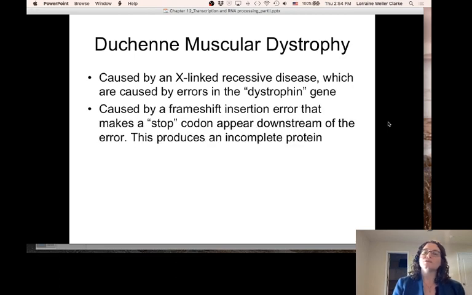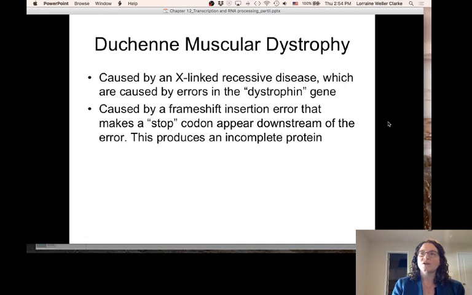It's caused by this frame shift insertion error. It makes a stop codon. Remember that some of the codons code for stopping translation. It appears downstream of the error, and this means that you get a truncated, very short protein that doesn't work very well, okay? This happens in one of the exons, that frame shift error.